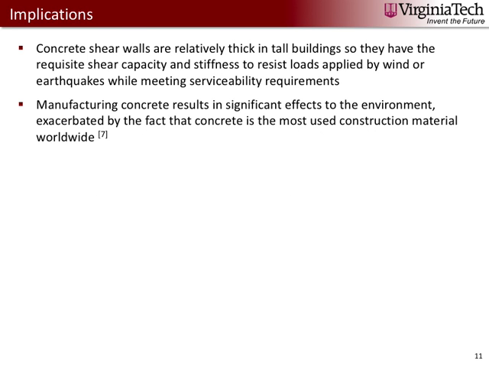So in tall buildings, concrete shear walls are relatively thick so that they have the requisite shear capacity to have adequate seismic performance and stiffness to resist wind loads and meet serviceability requirements. So these shear walls require, of course, a lot of concrete as well as the other members in the building. And the manufacture of concrete results in significant effects to the environment because it involves energy-intensive materials like Portland cement.